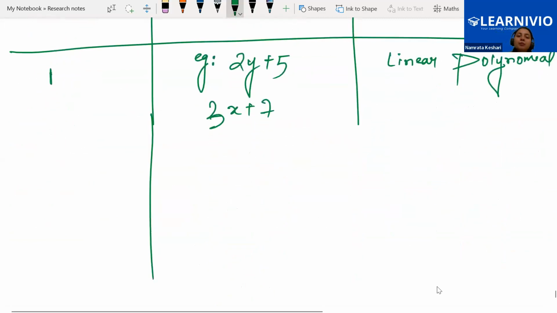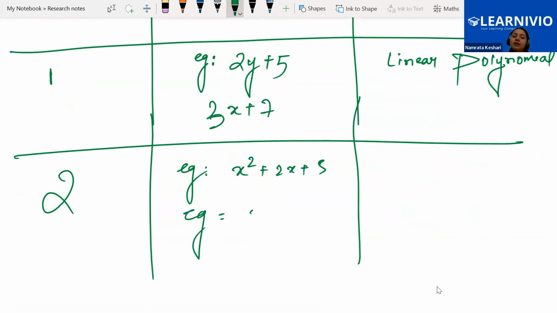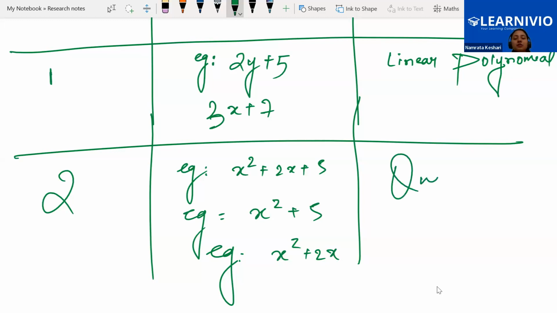When the degree of the polynomial is 2, for example x square plus 2x plus 5, or maybe just x square plus 5, here also the degree is 2, or maybe just x square plus 2x. In all three examples, the degree is 2. And when the degree is 2, this type of polynomial is called a quadratic polynomial.